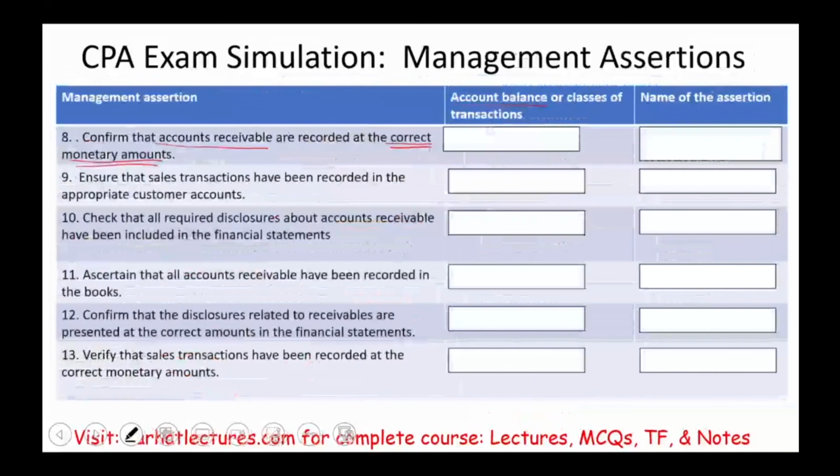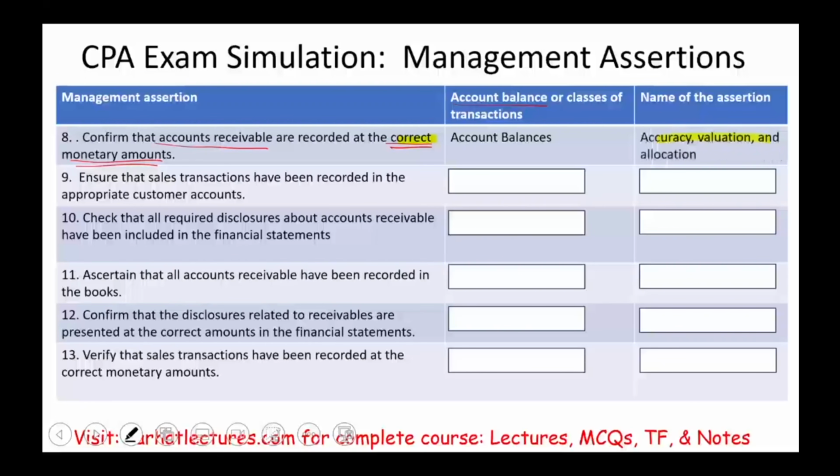Here, what we're making sure is it's at the correct amount. At the correct amount, we're dealing with a different assertion. Amount means what? It's valuation, accuracy, allocated the proper amount. So these are the assertions when we're dealing with the correct amount. Usually, you will know about it as a valuation, but the accuracy as well is correct here.